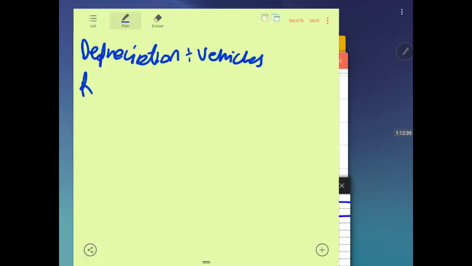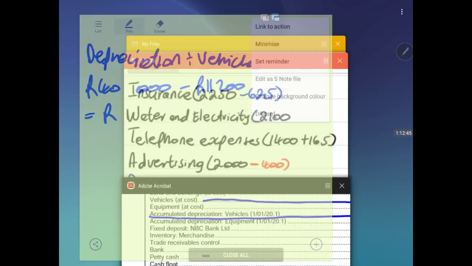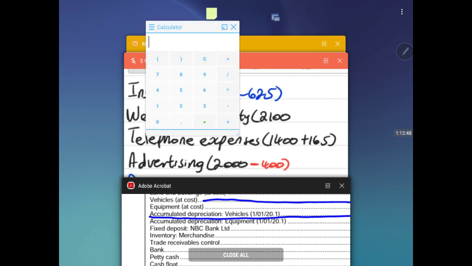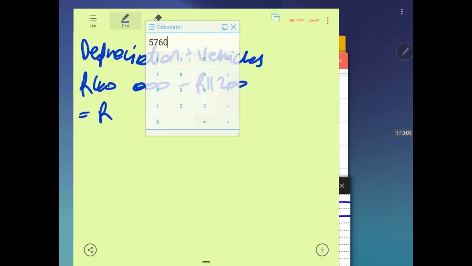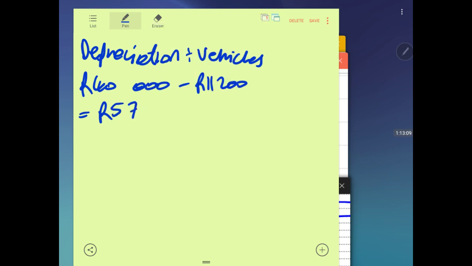So we say 40,000 minus 11,200. We get the depreciable amount. What is called the depreciable amount? We say 40,000 minus 11,200. Then after that we multiply by 20%, which is 0.2, and it will give us depreciation of 5,760.